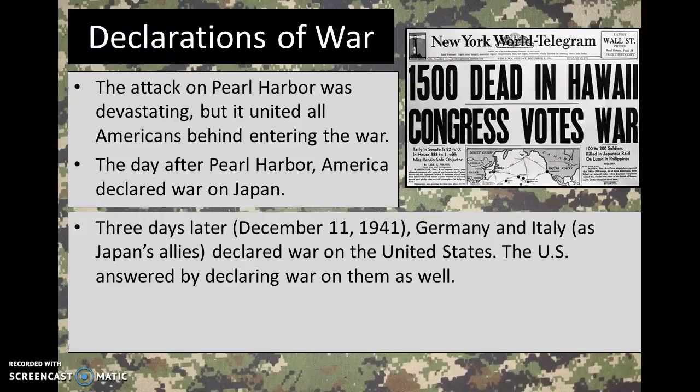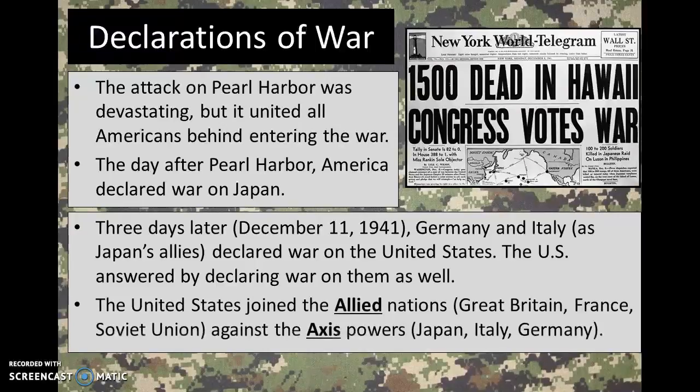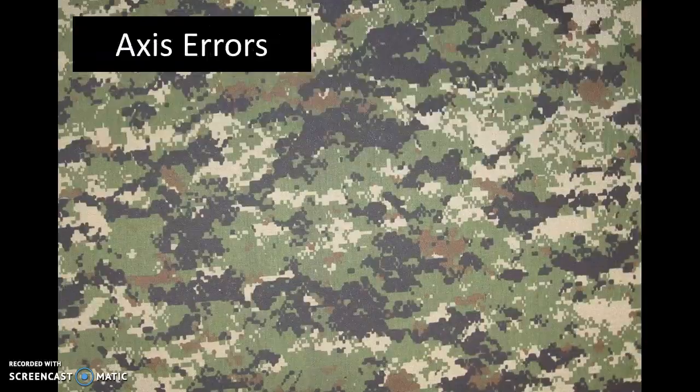Now, 3 days after the United States declared war on Japan, Germany and Italy, because they were Japan's allies, declared war on the United States, and the United States answered by declaring war on them as well. So what happened was the United States would join the Allied nations, so Great Britain, France, and the Soviet Union, and they were fighting against the Axis powers, which were Japan, Italy, and Germany.